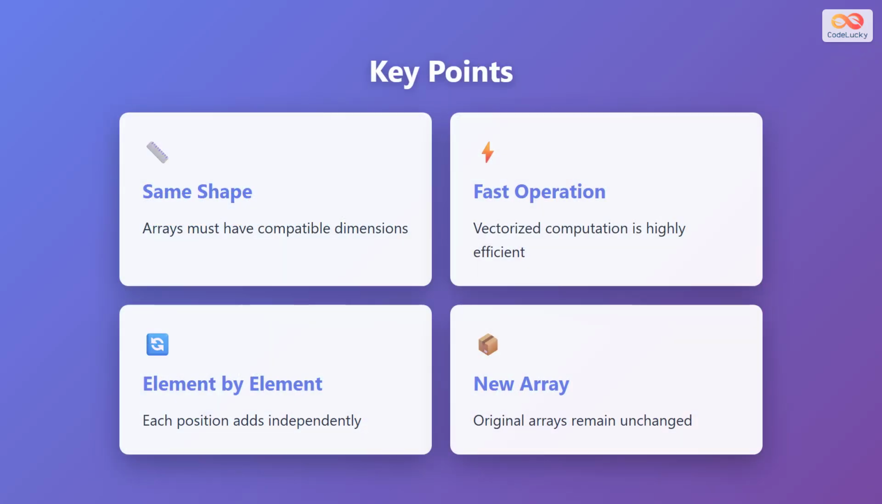Let's review the key points about element-wise addition. First, arrays must have the same shape or compatible dimensions for broadcasting. Second, it's a fast operation because NumPy uses vectorized computation, which is highly optimized. Third, addition happens element by element, meaning each position adds independently. Finally, element-wise addition creates a new array, so your original arrays remain unchanged.